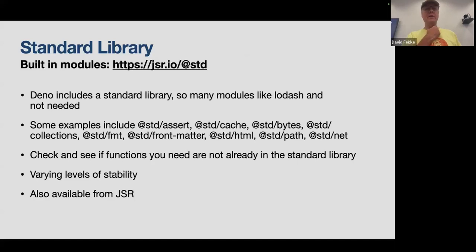So I mentioned the standard library before, and here are some examples of different modules that you can use with the standard library. They've got an assert library, a cache library, a bytes library, collections, which is kind of like a replacement for Lodash. They have a formatting library, front matter, and many, many more. These are just some examples of different things they have, but they also have a net library and an HTML library that you can use.